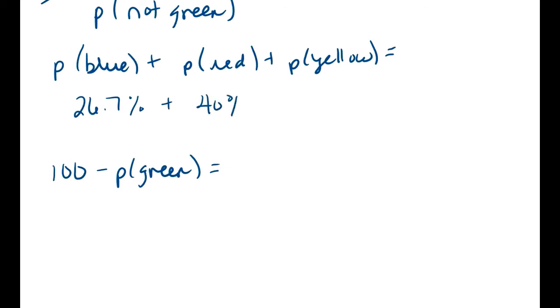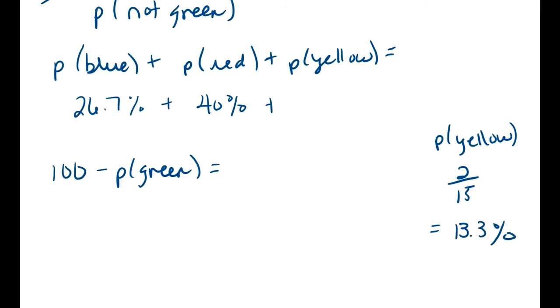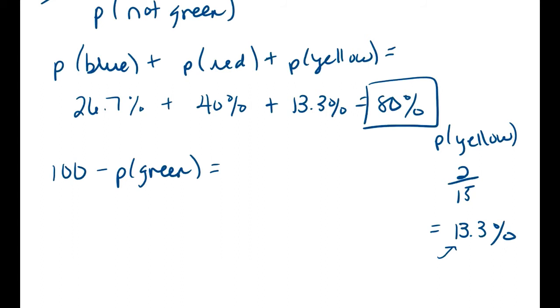It was 40%. Now, the only thing we didn't calculate was the yellow. So over here, I'm going to calculate the probability of yellow. And we had 2 yellows over 15. When I do that division and then my percent, I'm going to get 13.3%. I want you to make sure that you do that and that you get this number. And so I'm going to add this percent in. And when I total these guys up, I'm going to get 80%. So my probability of not pulling a green is 80%.